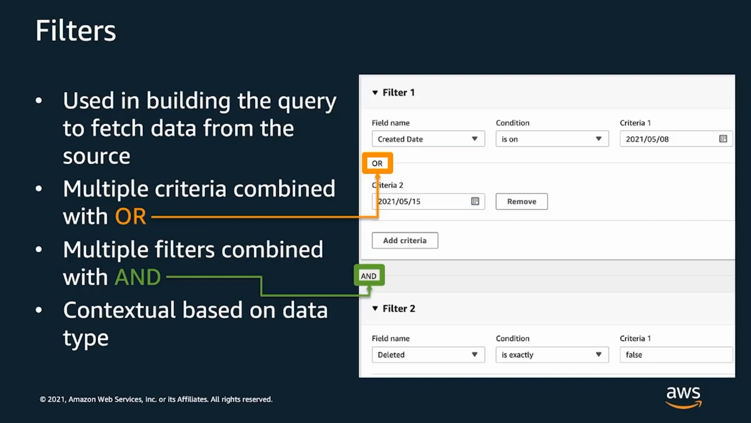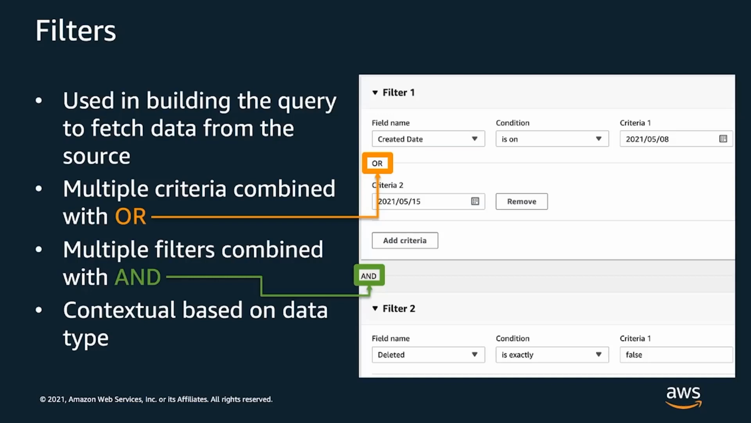Now, you also have multiple filters you can use, and these are combined with an AND. So if I'm saying it has to meet these, the created date is on 5/8/21 or 5/15/21, and the field name deleted must be false. So that record cannot have been deleted, right? Which is something, in some of the services, you may get a record and it was actually deleted, but they've kept it for historical data, right?